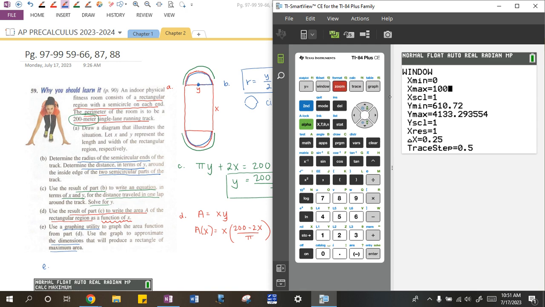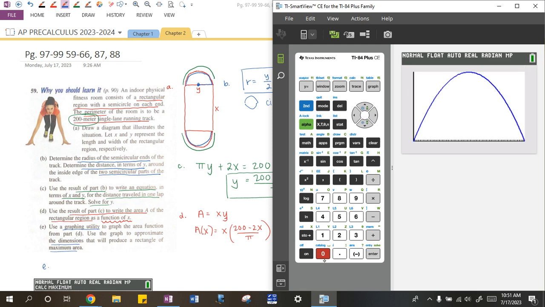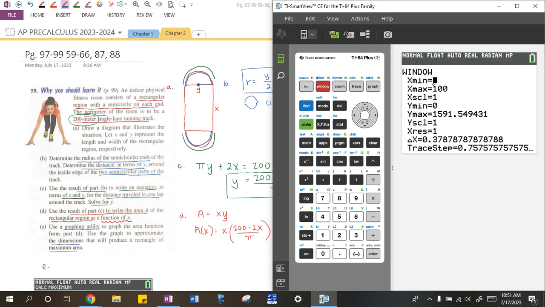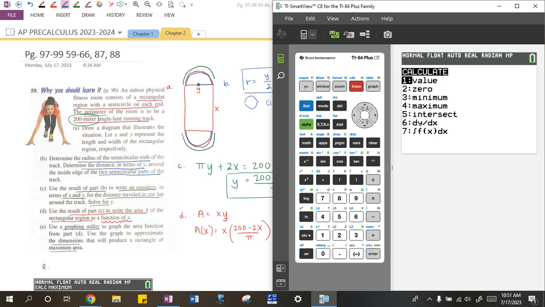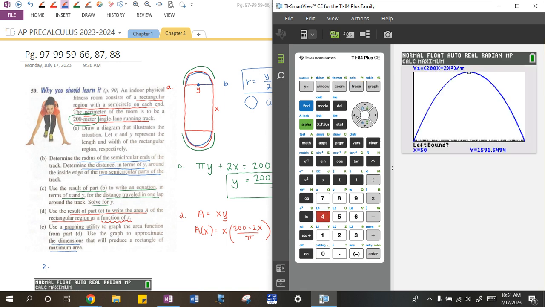And then I'm going to zoom fit, which is option 0. So I'm just going to press 0. And remember, what that does is it holds your domain and it figures out the y values for you. So you don't have to go through and guess and check and guess and check. And then we're supposed to find the maximum. So second trace, maximum, go to the left of the vertex, go to the right of the vertex, and press enter a third time. So this rounds up to 50.